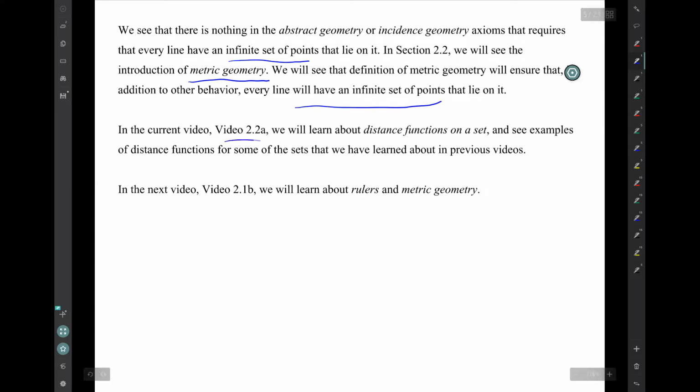In the current video, 2.2a, we'll learn about distance functions on a set and see examples of distance functions on some sets that we've learned about in previous videos. In the next video, 2.2b, we'll learn about rulers and metric geometry.